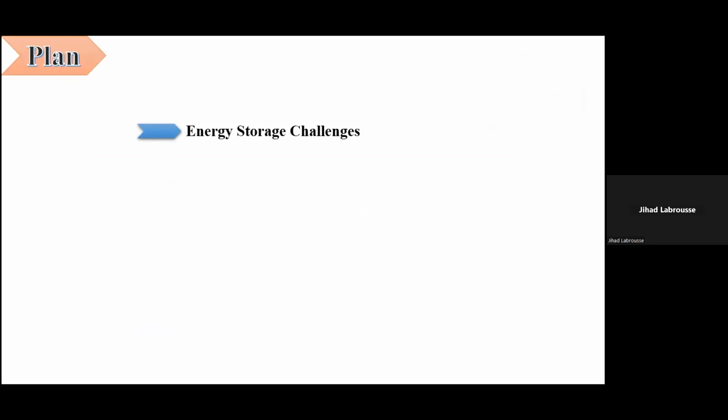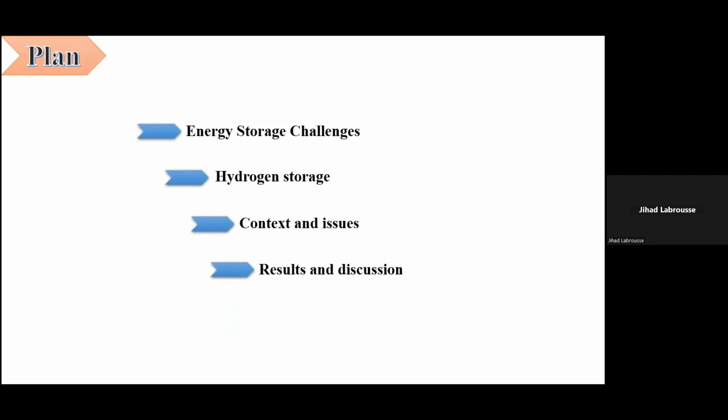As a plan of my work, I'm going to start talking about energy storage challenges, and I'll talk about the main methods of hydrogen storage. Then I'll give the main issue that we want to solve, and I'll present some results, and I'll finish by a conclusion and perspective.